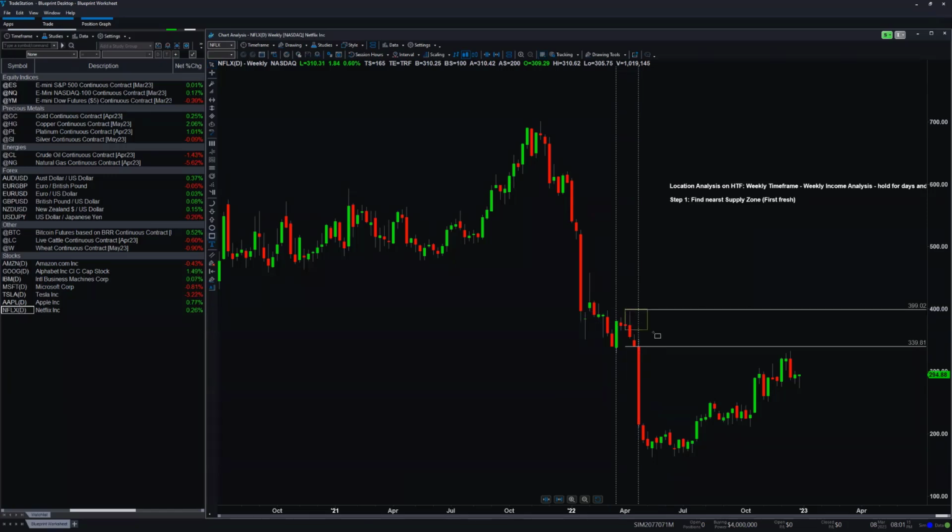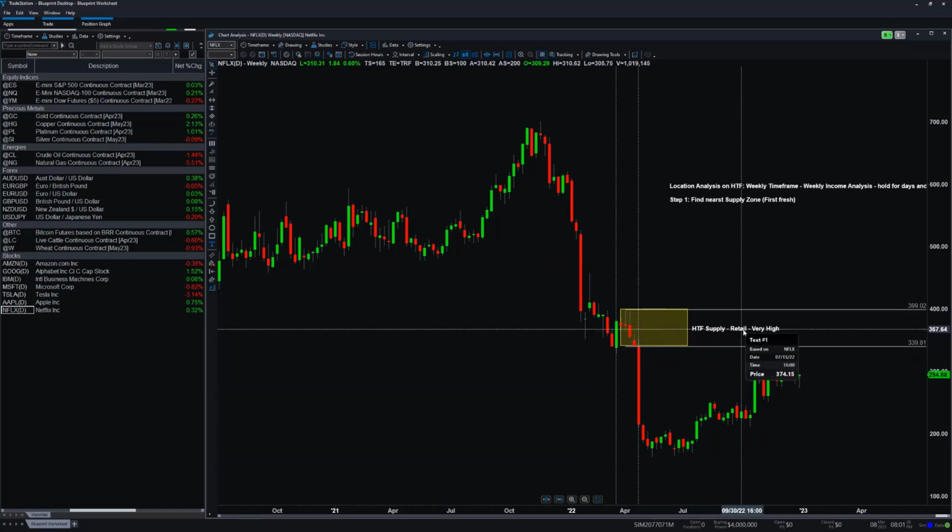I can then put my box around it, around the imbalance. Maybe I extend it now to the left a little bit. And so this is going to be my higher time frame supply. And higher time frame supply is retail, or it's very high.